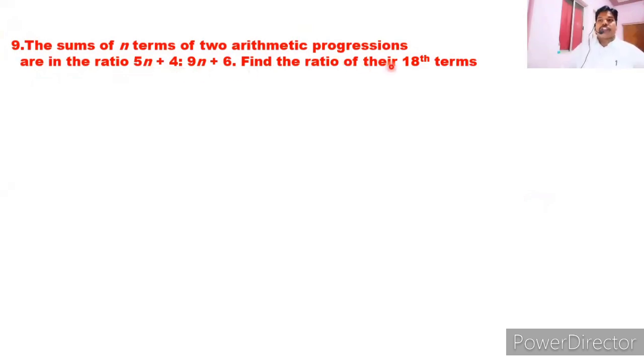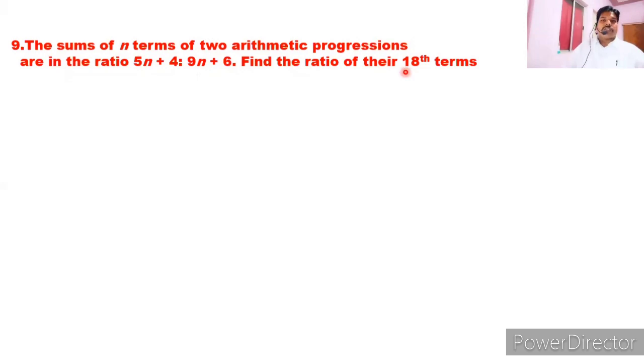So find the ratio of their 18th terms. See that question, one very important question. Once again: the sum of n terms of two arithmetic progressions is given. The sums of n terms of the first and second arithmetic progressions are in the ratio 5n plus 4 is to 9n plus 6. Find the ratio of their 18th terms.